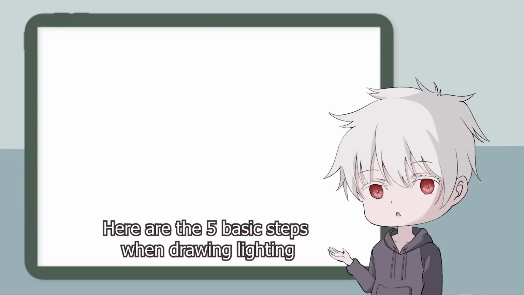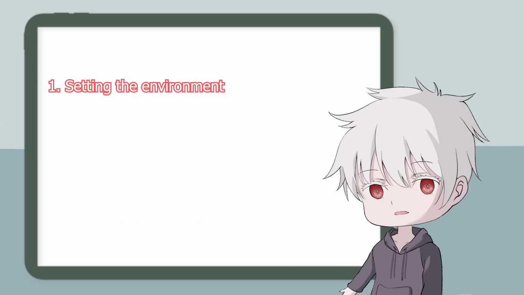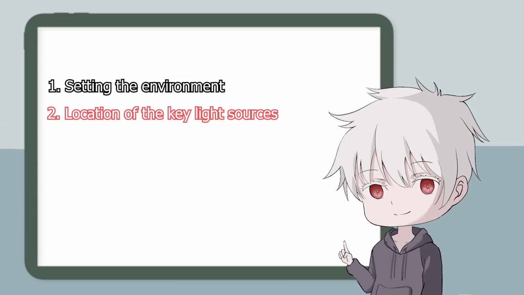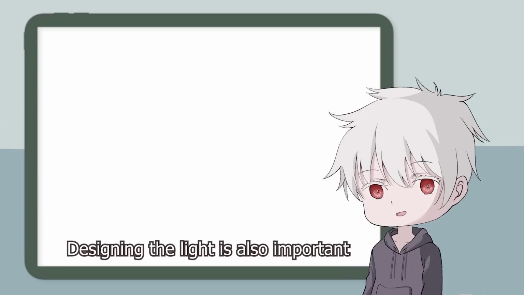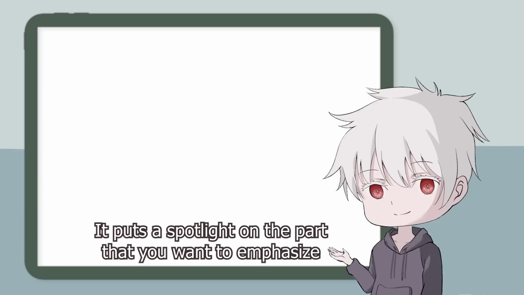Here are the 5 basic steps when drawing lighting. Setting the environment, location of the key light sources, two-tone shading, color, detailing. Designing the light is also important. It puts a spotlight on the part that you want to emphasize.